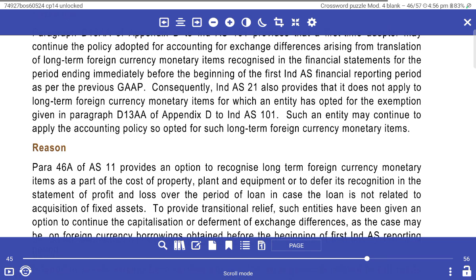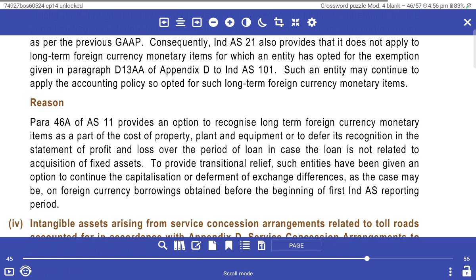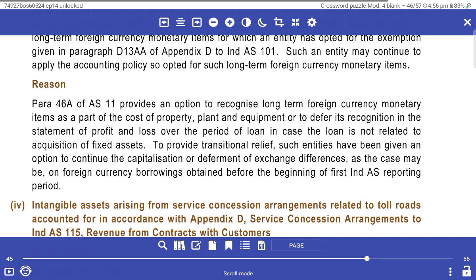Consequently, Ind AS 21 also provides that it does not apply to long-term foreign currency monetary items for which the entity has adopted the exemption given in paragraph D13AA of Appendix D of Ind AS 101. Such an entity may continue to apply the accounting policy to such existing long-term foreign currency monetary items.